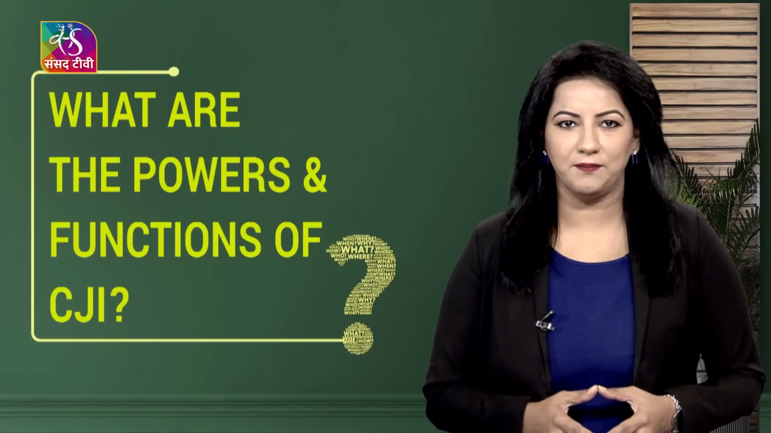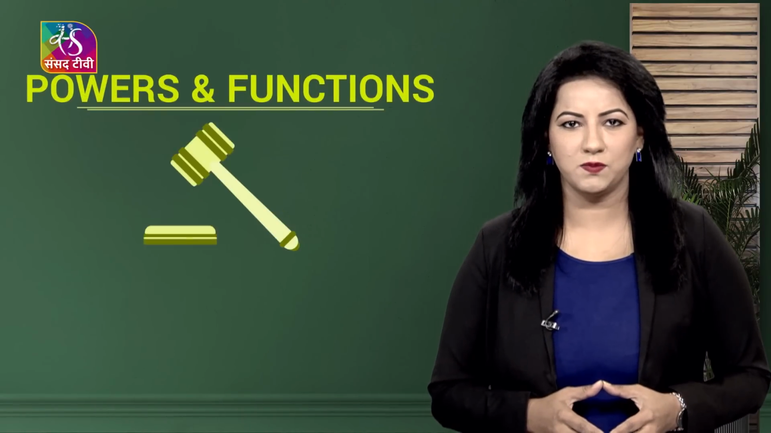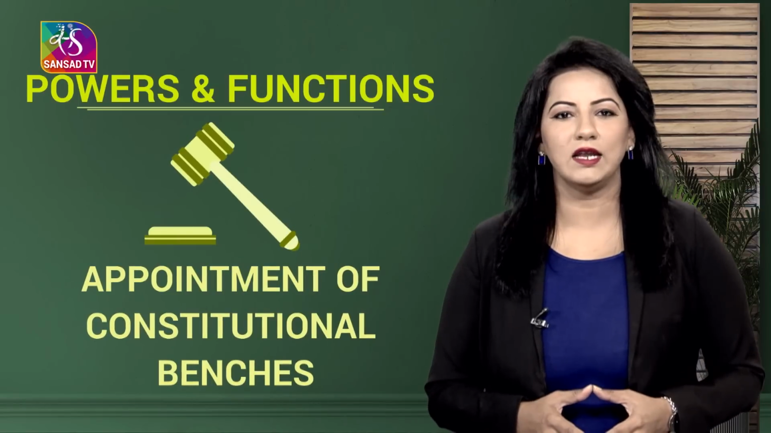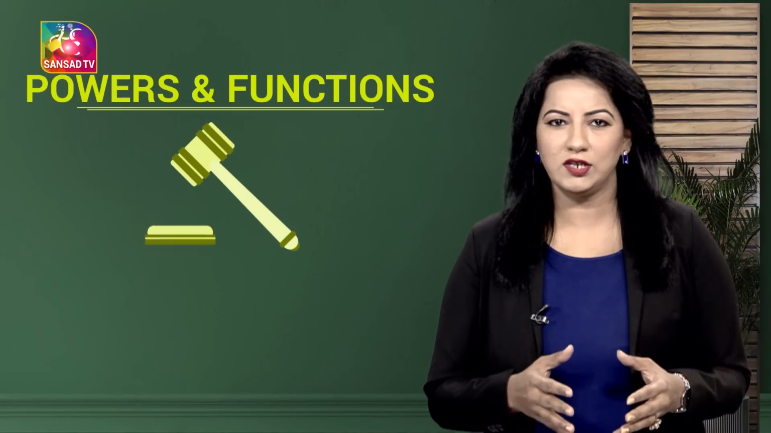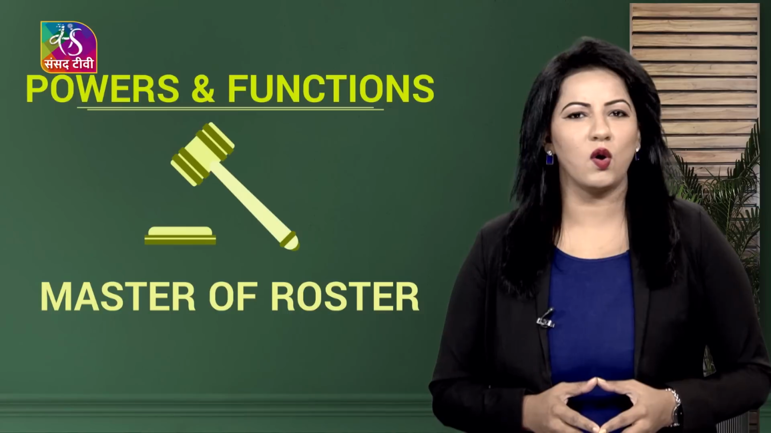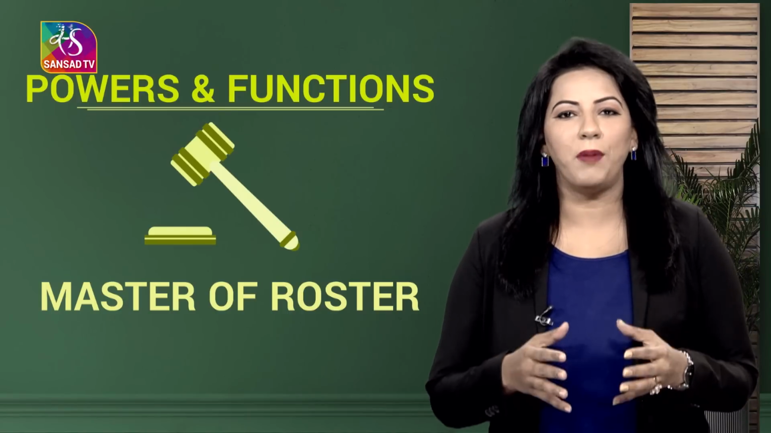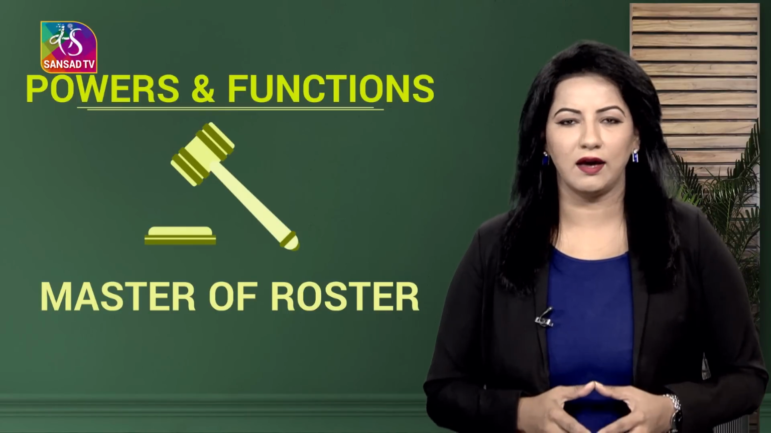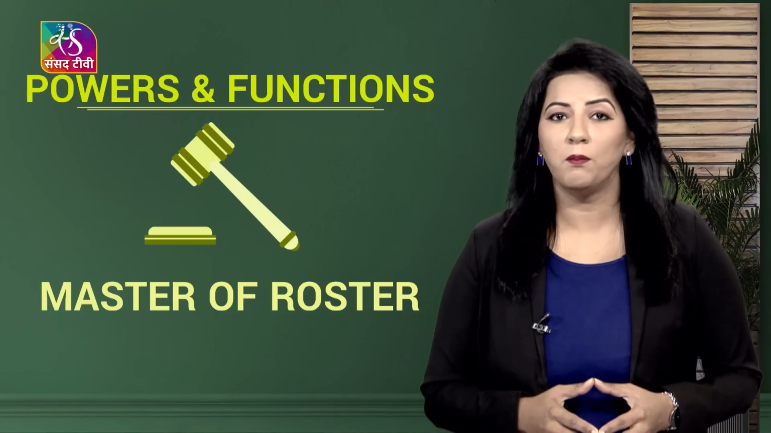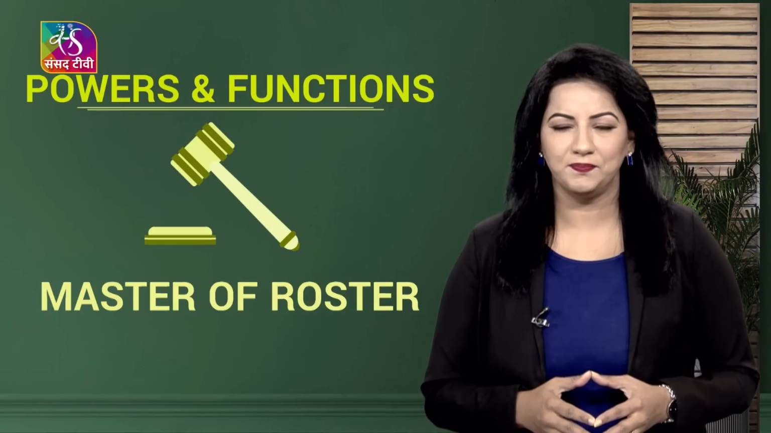So what are the powers and functions of the Chief Justice of India? Well, the CJI is responsible for allocating cases and appointing constitutional benches that deal with important matters, due to which he is often referred to as the master of roster. He allocates all work to the other judges, who are bound to refer the matter back to the CJI in any case where they require it to be looked into by a larger bench of more judges.